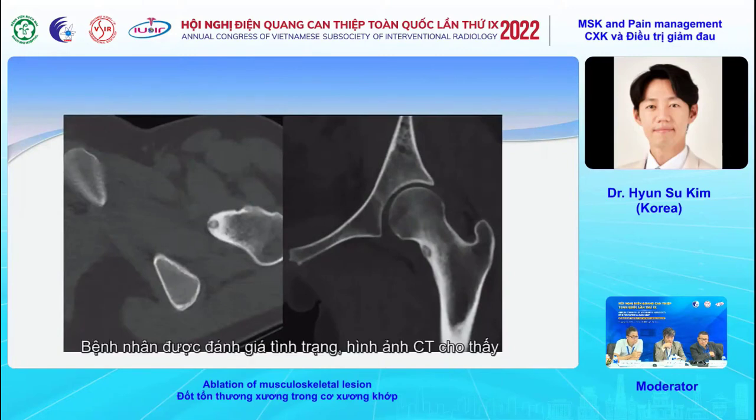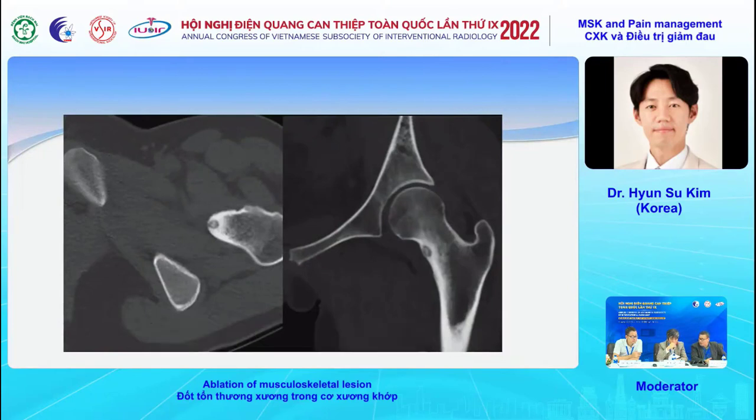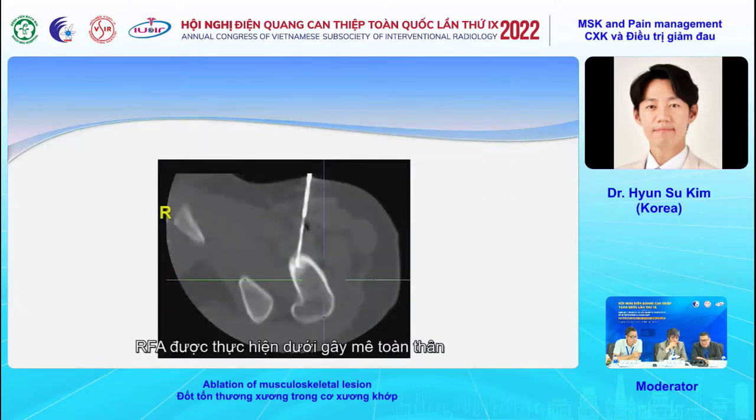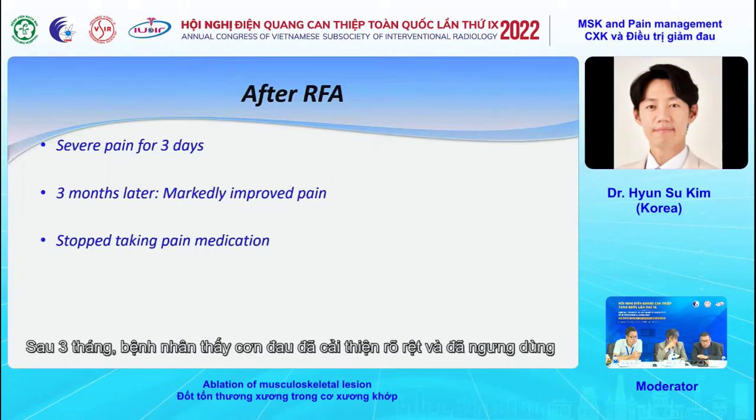CT was performed for further evaluation. CT images show the calcified nidus of an osteoid osteoma with surrounding sclerosis that might be attributed to new bone formation related to inflammatory reaction. RFA was performed under general anesthesia. After RFA, the patient suffered from severe pain related to procedure about 3 days. After 3 months, the patient reported markedly improved pain and she stopped taking pain medication.